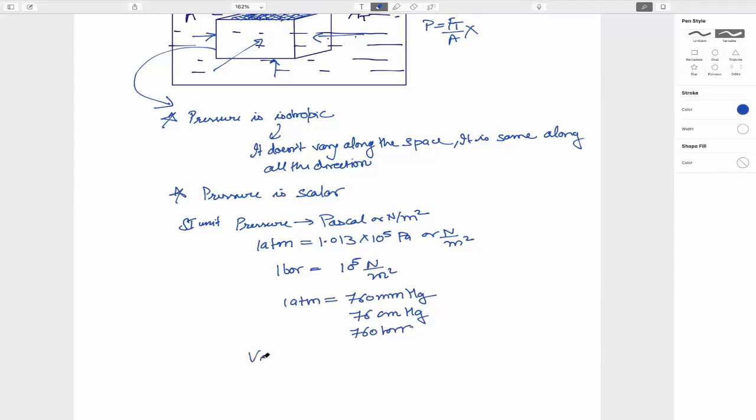Some of the volume conversions you may sometimes not know. 1 liter is 10 to the minus 3 meter cube, which equals 10 to the power 3 centimeter cube, or equals 1 decimeter cube.